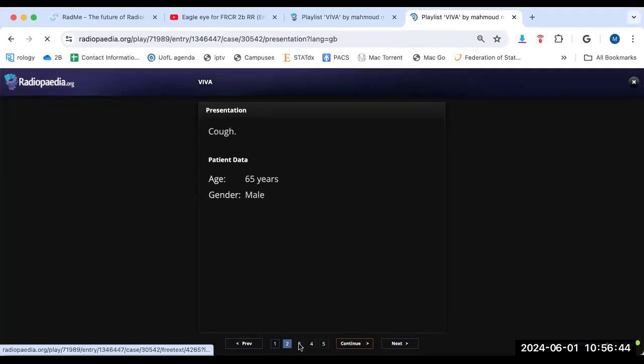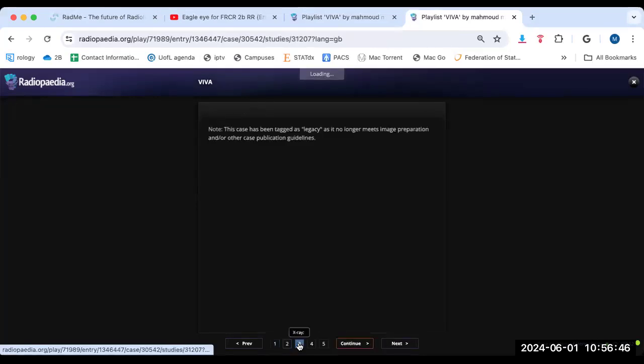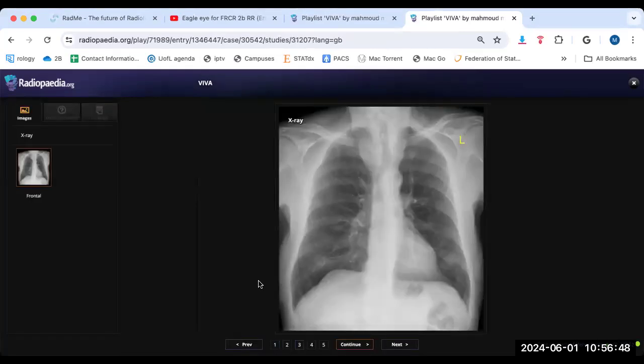We have another patient who has cough. I'm presented with a frontal chest radiograph of an adult patient with cough. I can see signs of mild volume loss within the right hemithorax. I can also see an opacity.